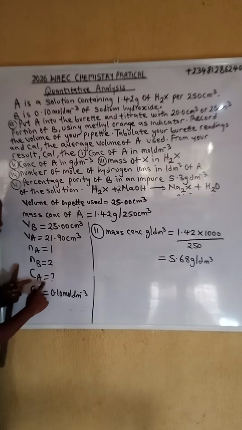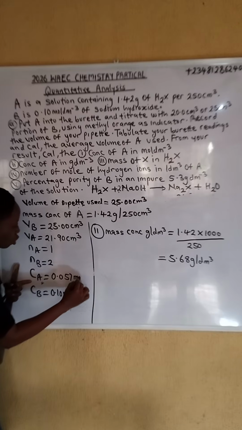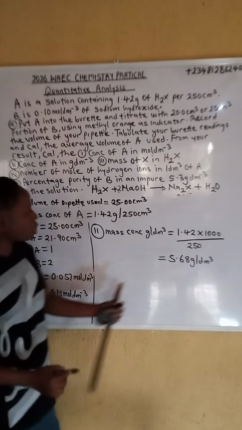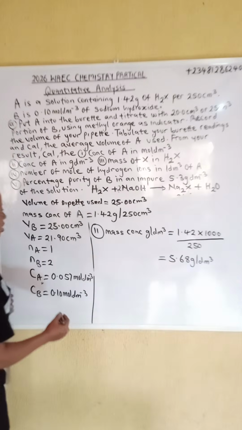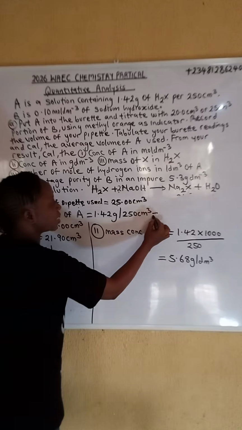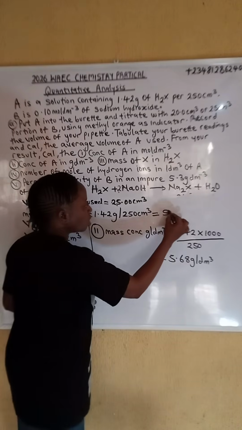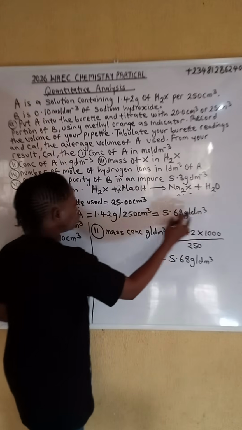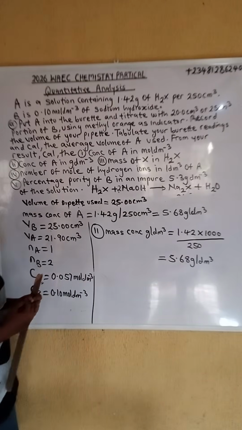Then we have gotten our molar concentration. Let's write it because we are going to make use of it. We got 0.057 mole per dm cube. Now we have gotten our mass concentration in gram per dm cube, which is equal to 5.68 gram per dm cube, because we are still going to make use of these values. Now let's move on. Let's move to Roman figure 3.